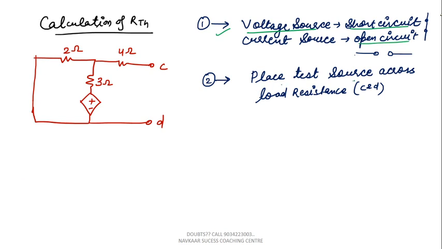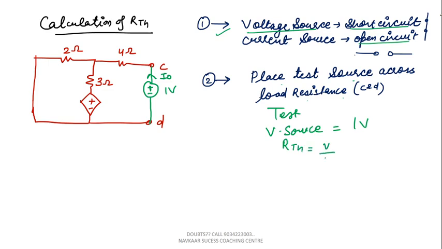The next step is to place the test source across the load resistance. Where your load resistance was connected, you have to place a test source. That test source can be a voltage source of 1 volt, and from here current I0 is flowing. Now we need to calculate RTH, right? The RTH value is V divided by I, because V is equal to IR according to Ohm's law. The V value is 1 volt, and the current flowing from the 1 volt source is I0. So if we get the value of I0, then we can calculate the value of RTH also, right?